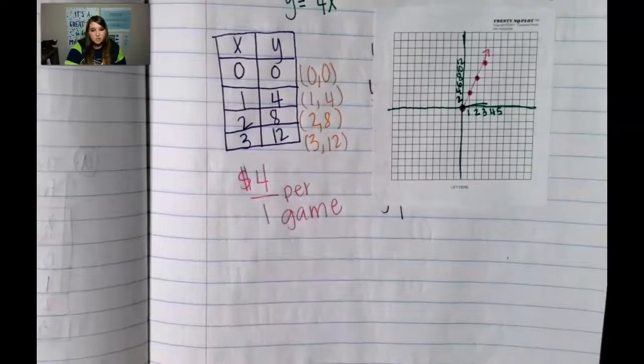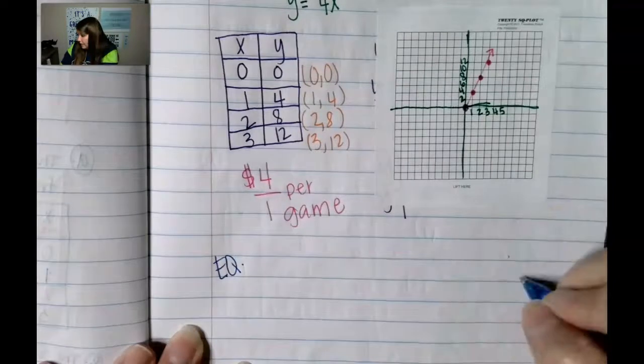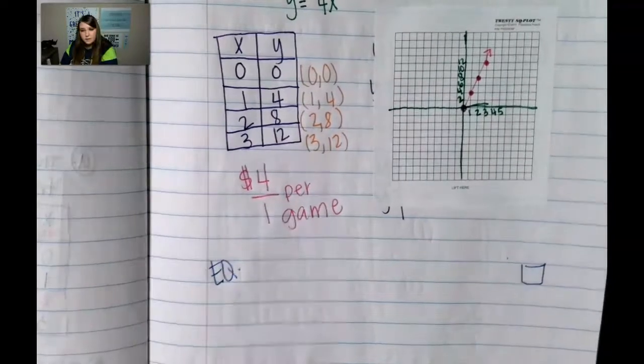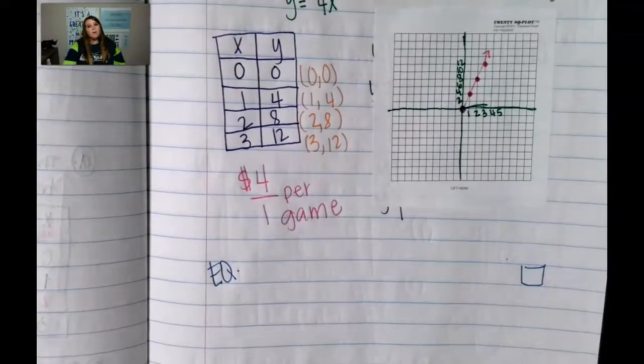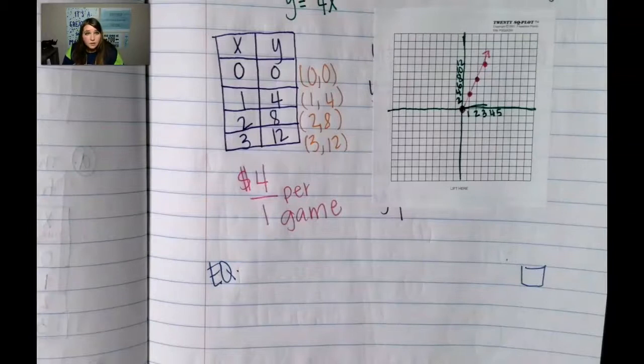All right, how did you do on this? Go ahead and answer your essential question, and then put your level of understanding in the box out to the side. If you have any questions, come on back to the Google Meet and ask for help. Otherwise, you may go and do your practice work.